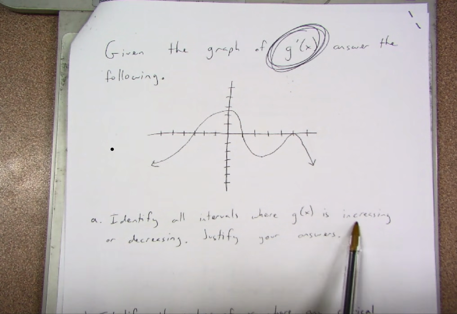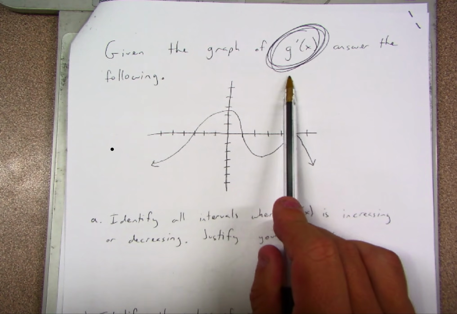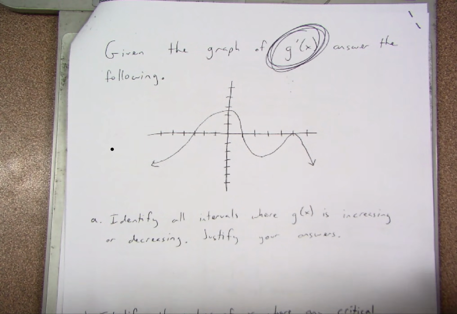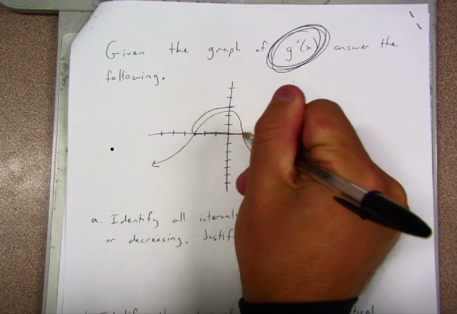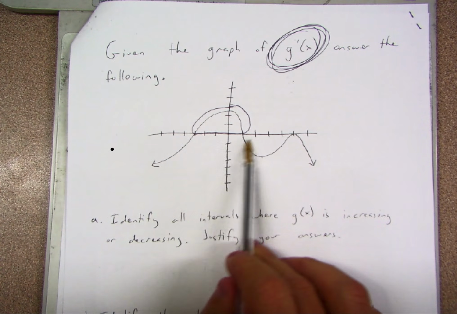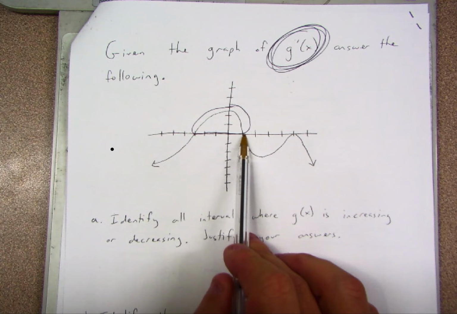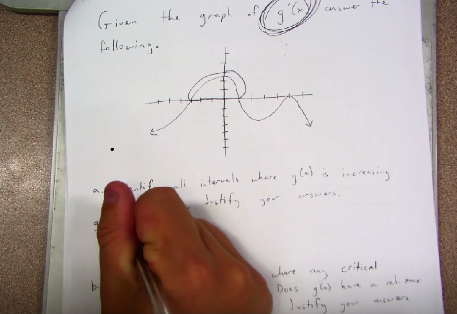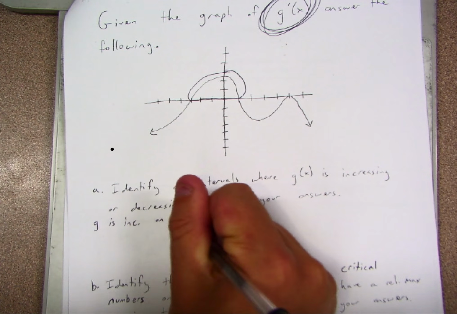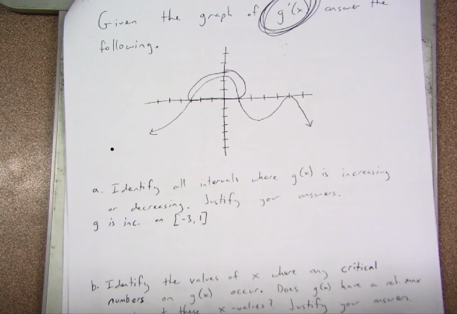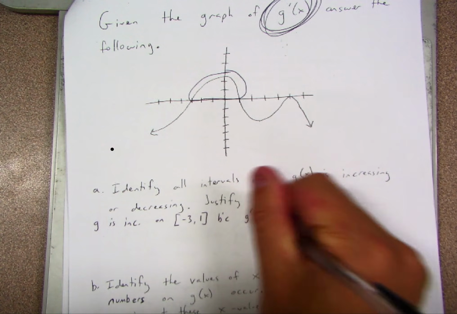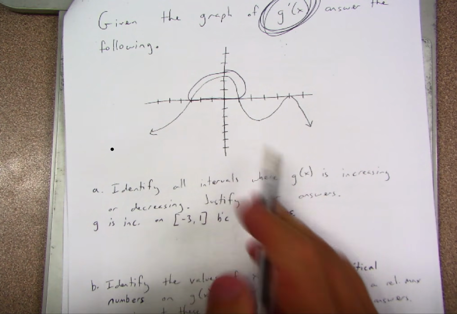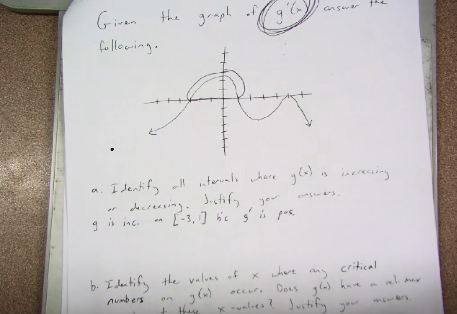G is increasing where G prime is positive. I want to figure out, where is this graph positive? Positive meaning above the x-axis. G prime is positive from -3 to 1. That's where G would be increasing. G is increasing on -3 to 1 because G prime is positive. Where G prime is positive, G is increasing.